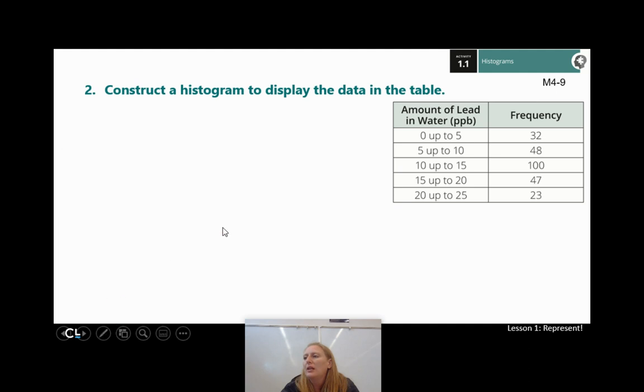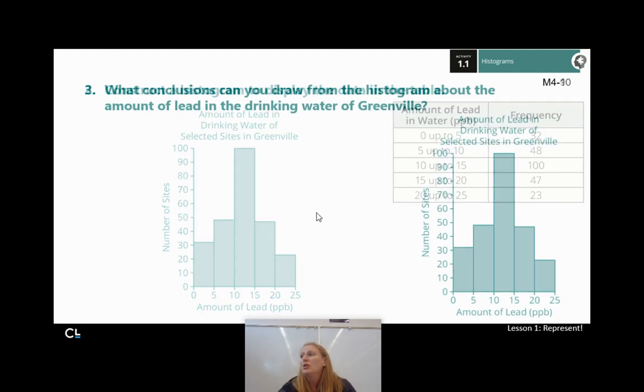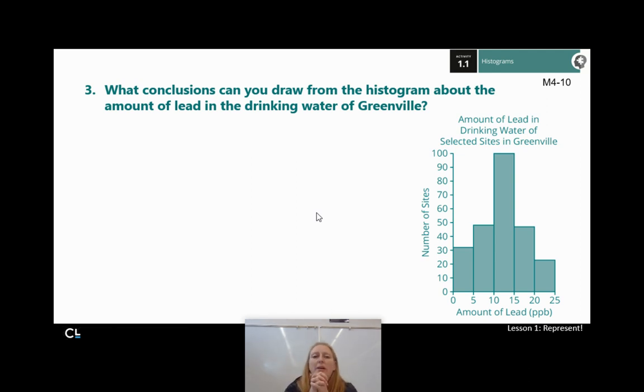I'm going to go ahead and erase all this and bring up this one. It's typed and pretty, and the book did it, and it's very nice. So yeah, we got something like this. So this gives us a good visual on the amount of lead in drinking water in selected sites in Greenville. So now that we have this lovely histogram, what conclusions can you draw from the histogram about the amount of lead in the drinking water of Greenville? Go ahead and hit pause, jot down some of your thoughts, and then hit play when you're ready to check your work.